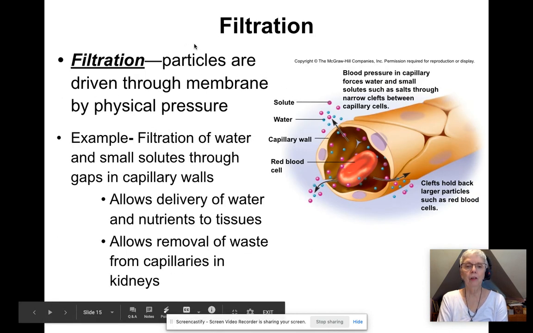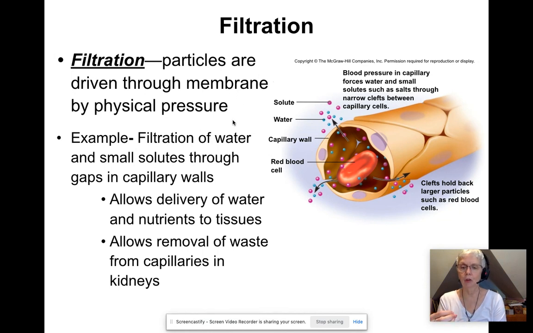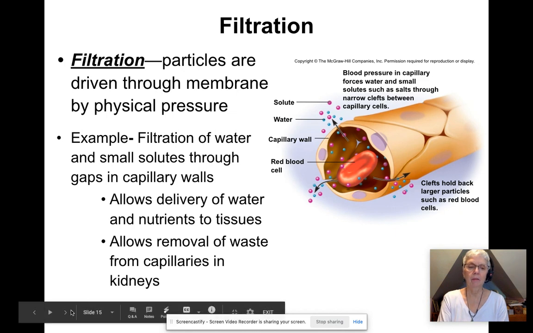Now, with filtration, particles are driven through the membrane by pressure. Okay, so they're actually driven through the membrane by pressure. So filtration of water and small solutes go through gaps in capillaries, capillaries being the smallest blood vessel we have. In this way, we can deliver water and nutrients, or we can get rid of waste.